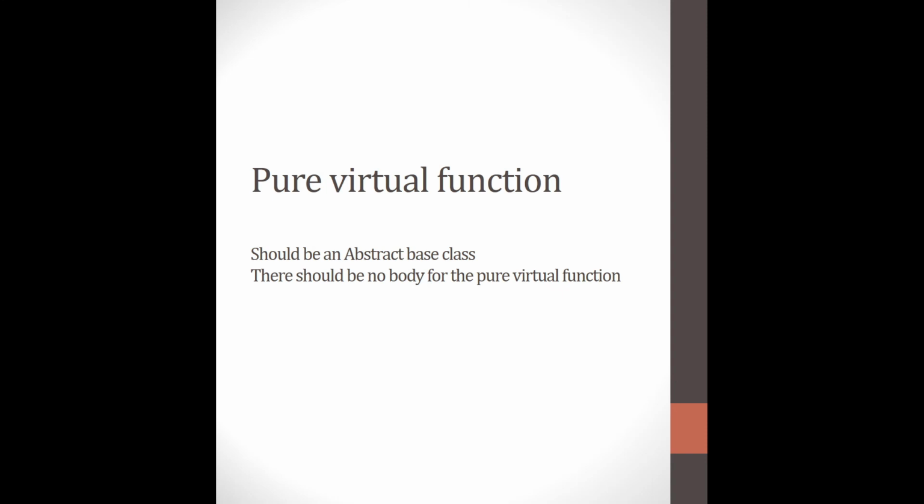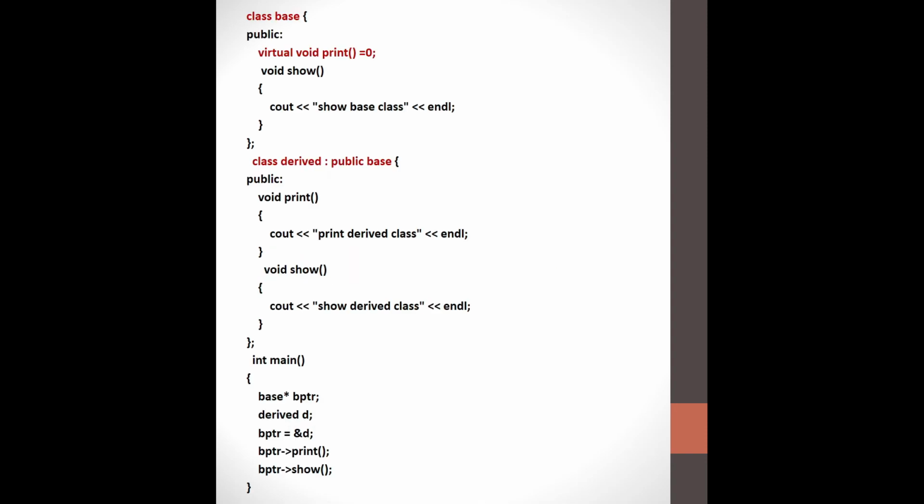Okay, we'll see what a pure virtual function is. The same function, but you have equal to 0 and you declare it, just the declaration is enough. There is no need of defining your function anywhere in the program. So this is called a pure virtual function. Okay, we'll see what happens here. You have base star BPTR, which means BPTR is pointing to base, derived D. Now BPTR equal to ampersand D. So which means I'm telling it again to go to the derived class address.